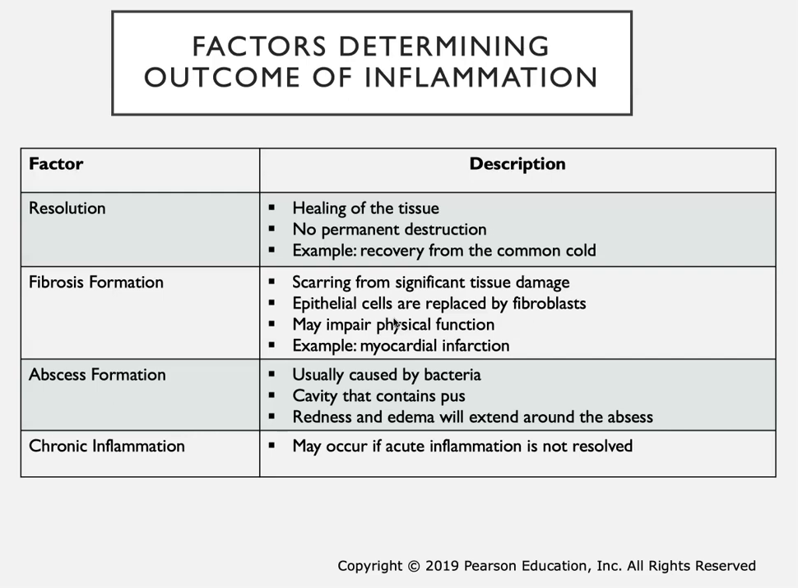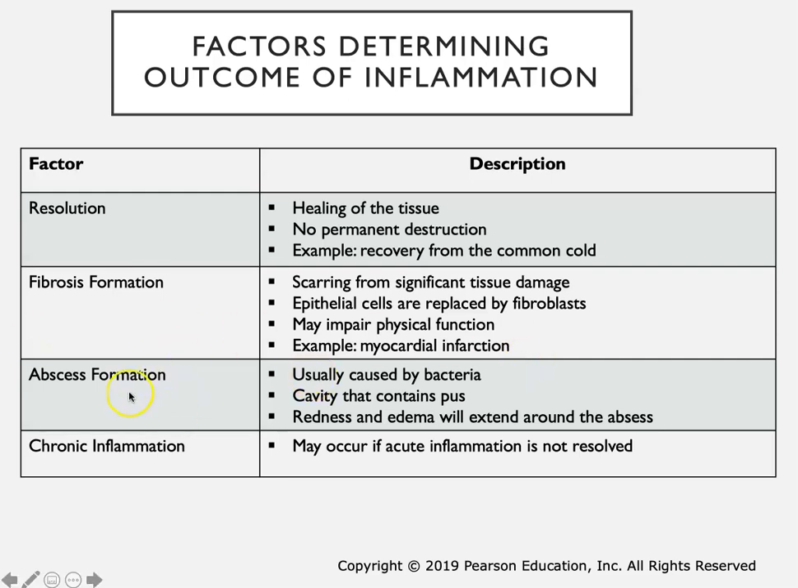Can impair physical function. If you think about myocardial infarction, a heart attack, what happens is those heart muscle cells die. New heart muscle cells can't replace them, and so it's fibroblast cells that will replace them. They do not function as heart cells. So you lose the function of those cells that were there.